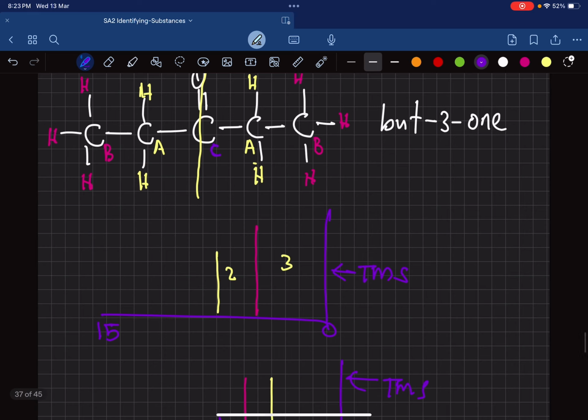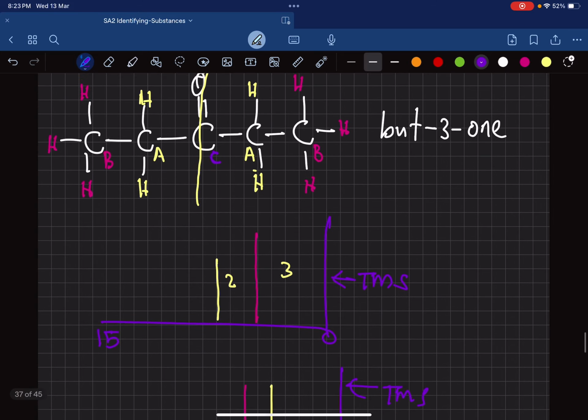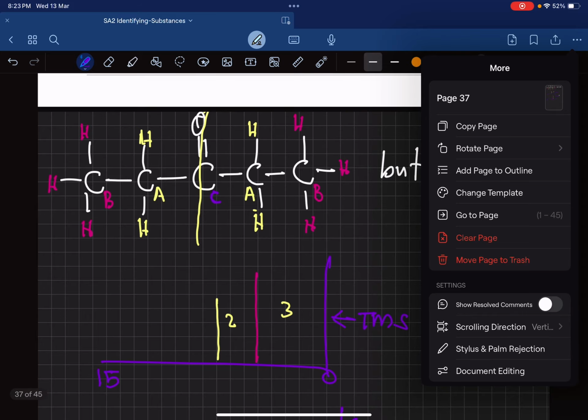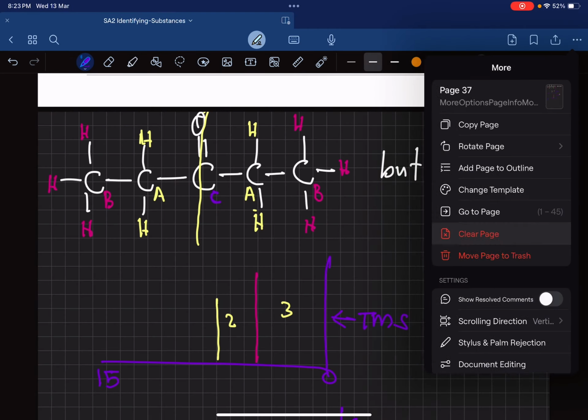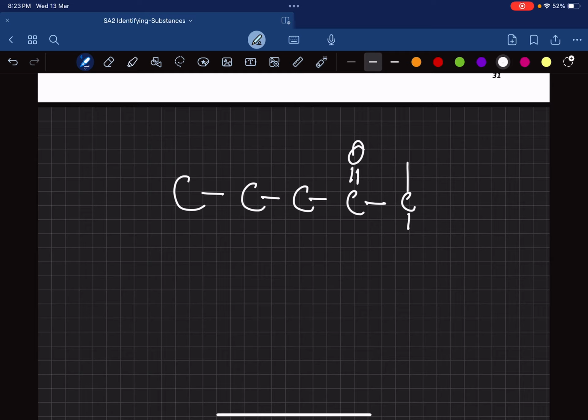Now, let's say if we take the same thing, let's say this was butan-3-one, right? Now what I'm going to do is I'm going to take an isomer of this. So let's say we do something like this. So this is butan-2-one, because this is 1, this is 2, so butan-2-one.